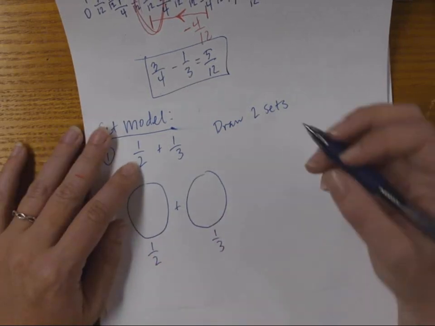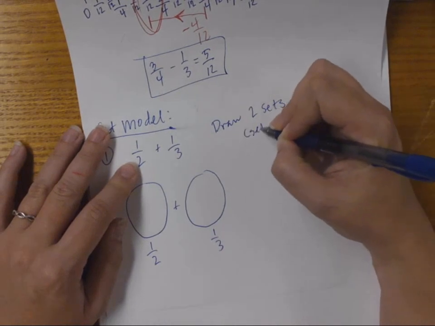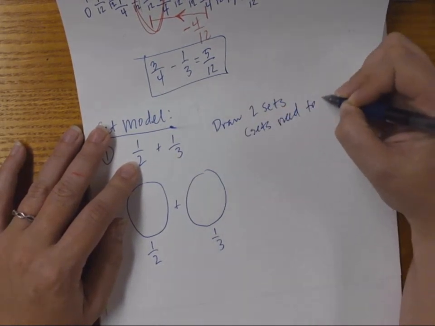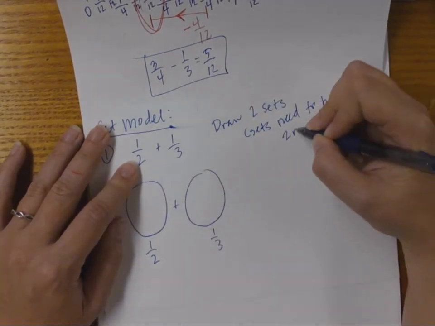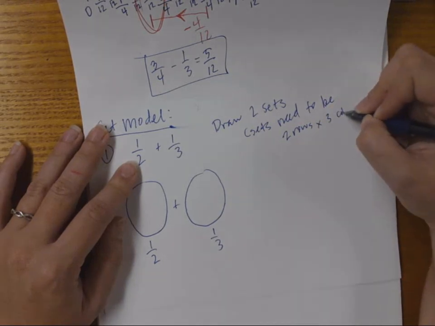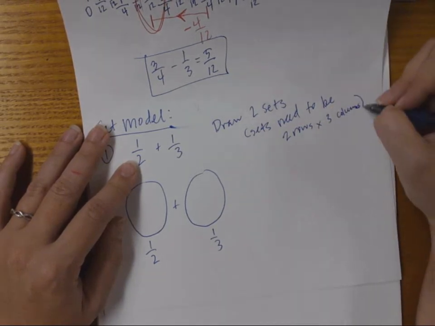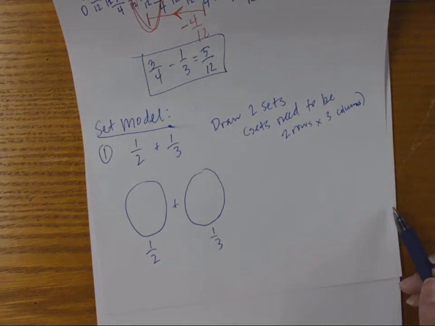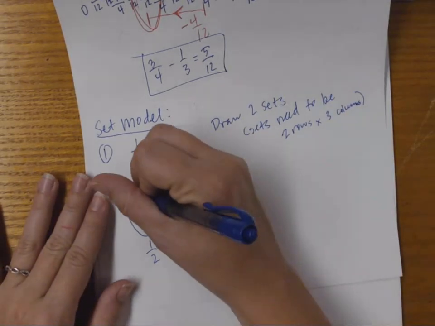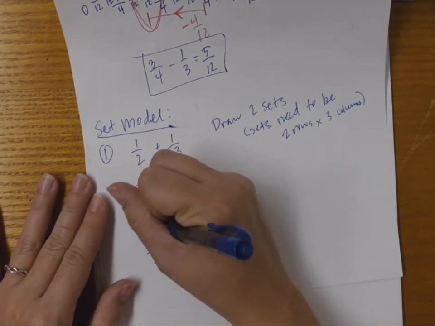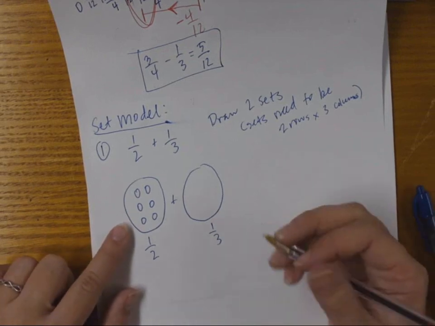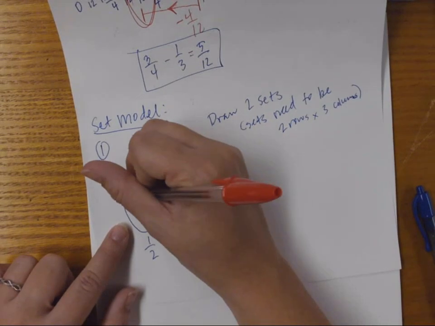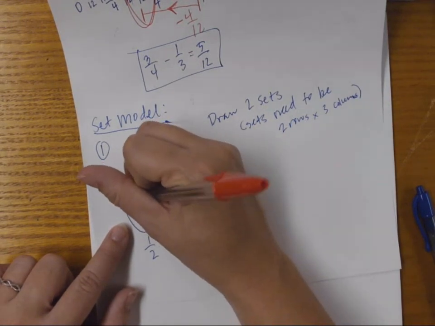Okay, so your sets need to be the denominator dimensions, like 2 rows by 3 columns, or vice versa. It could be 2 columns by 3 rows. I'm going to draw 6 dots in there. If I want to show 1/2, I need to shade half of those dots, so I'm going to shade 3 dots here.